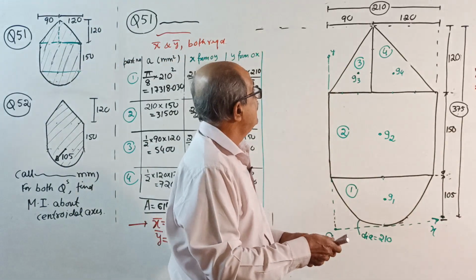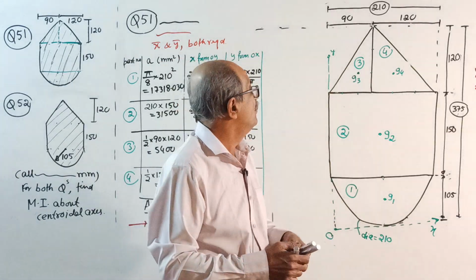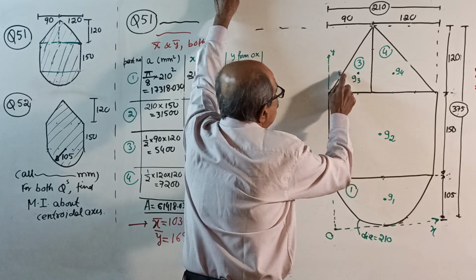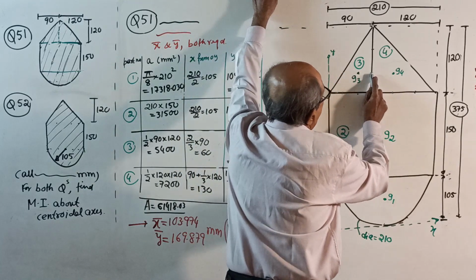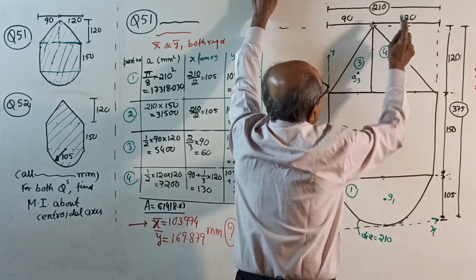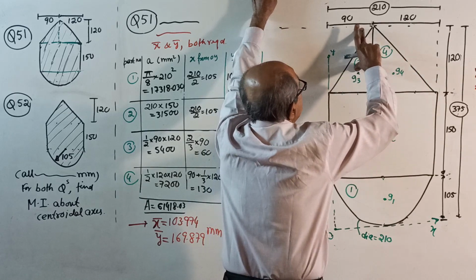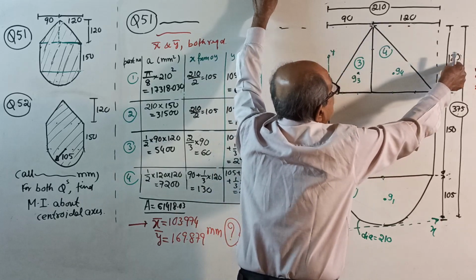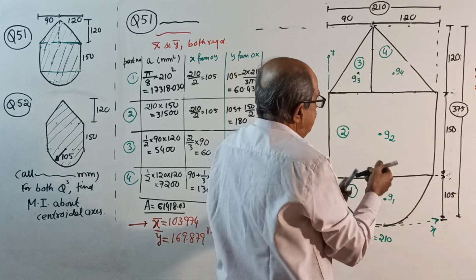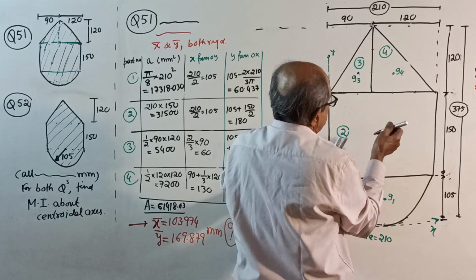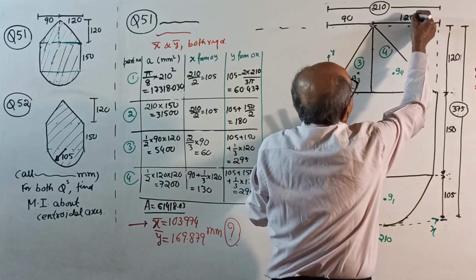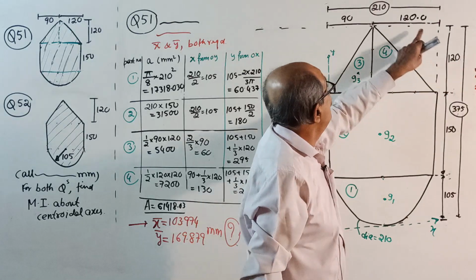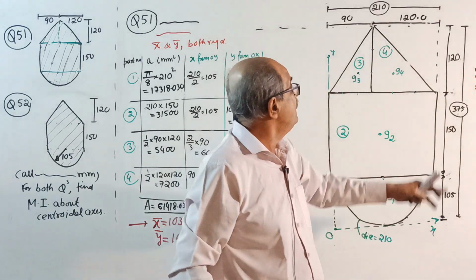Okay, start. The x distances. First of all, this is also not required. From C, I told you, 1 by 3, 2 by 3 of 90. 1 by 3, 2 by 3 of 120. 1 by 3, 2 by 3 of this 120. So I will do one thing now: the base I will put as 120.0, just to understand. When the centroid or moment of inertia comes, I will write this as 120 and that as 120.0 to show that they need not be equal.